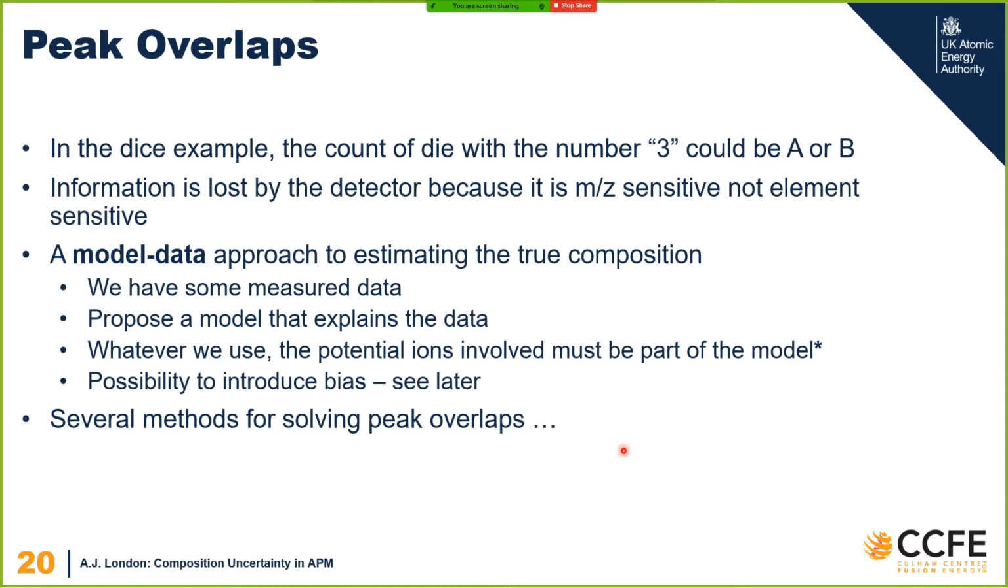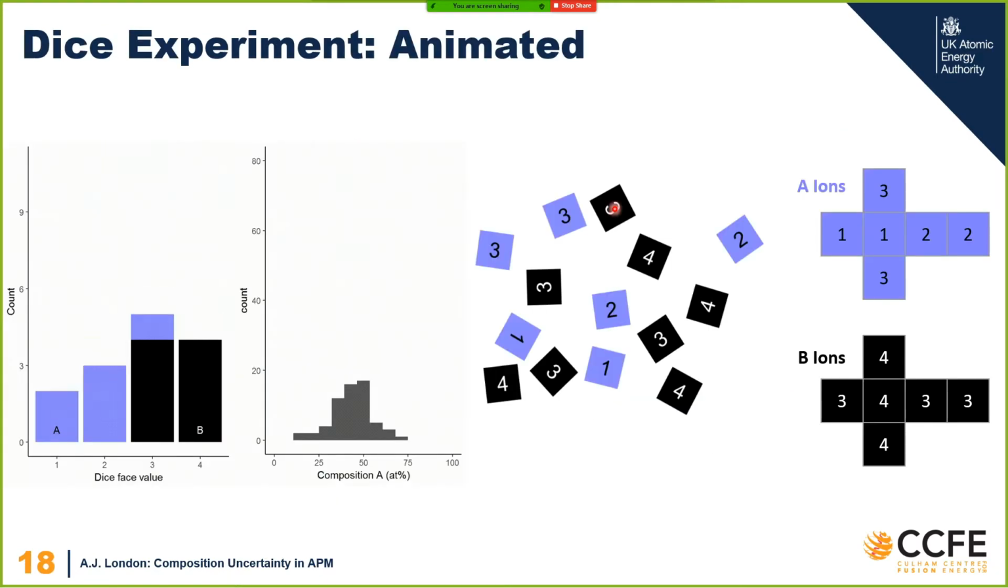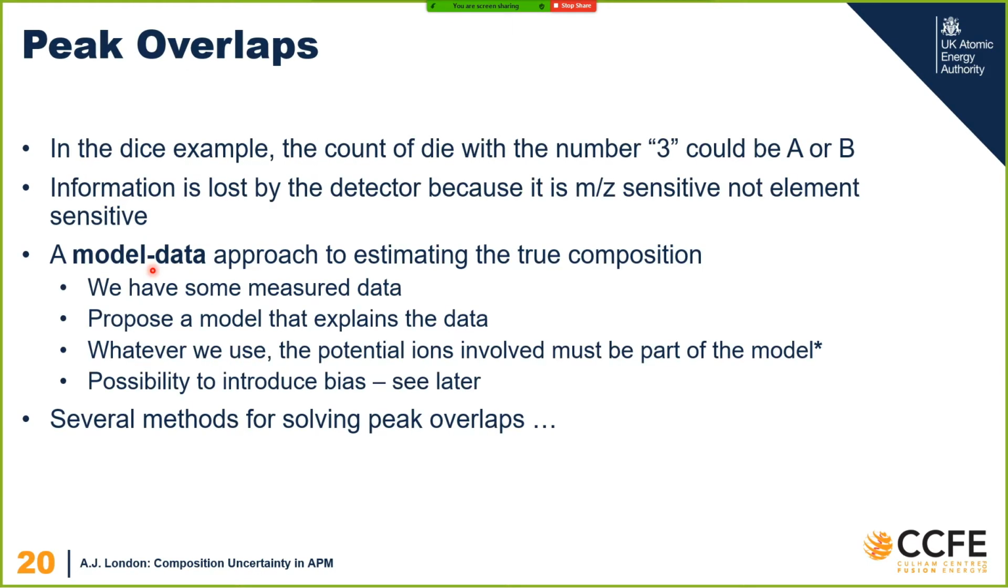Now, where we have peak overlaps, say at the 3 number, it could be A or B, and we don't know the amount. Information is lost at the detector because our detector is mass-to-charge sensitive, so number sensitive, and not colour sensitive, so not element sensitive. So just going back to here, it can see the numbers, but we're colourblind to the actual identity of the ion, to the colour of the dice. So in this, there'll be no separation between black and blue. You'd just see a peak. You wouldn't know how much there were. Maybe if you had a kinetic sensitive detector and they had different charge states, you could figure that out. We don't have that.